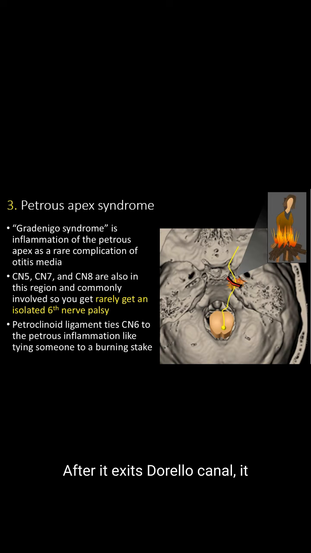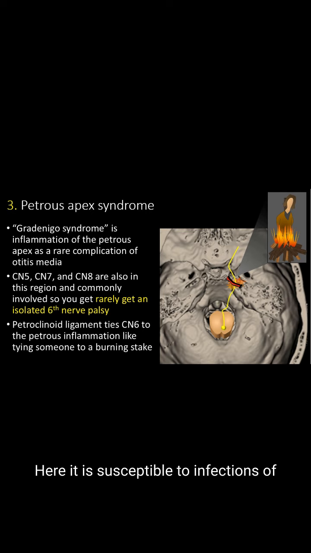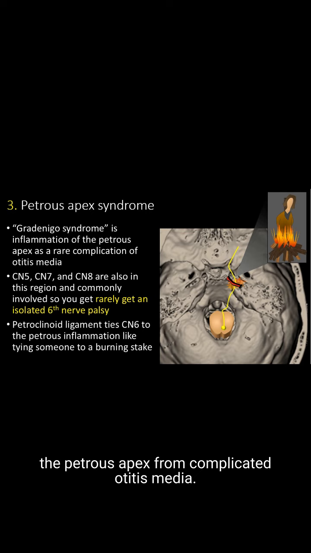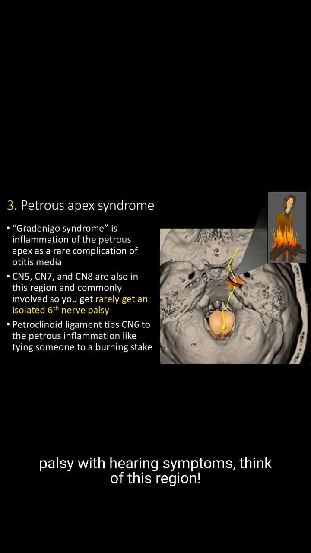After it exits Dorello Canal, it travels under the petroclinoid ligament. Here it is susceptible to infections of the petrous apex from complicated otitis media. Now, this region would rarely give you an isolated palsy because there are other nerves in close proximity. So, if they have a complex sixth nerve palsy with hearing symptoms, think of this region.